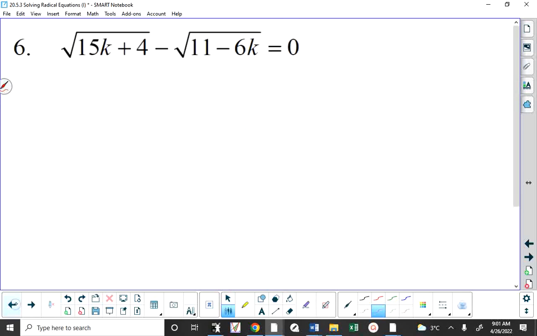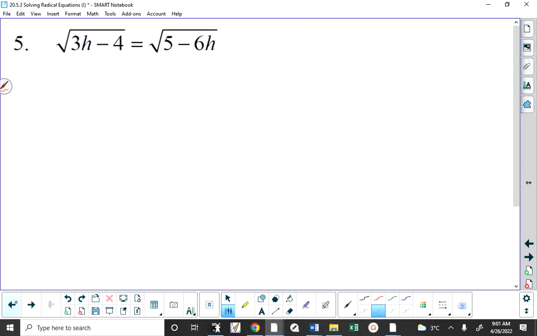All right, the final two examples are very, very simple. They look really complicated because they have two radicals.